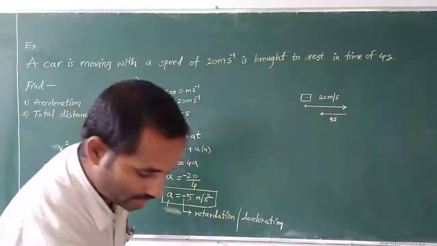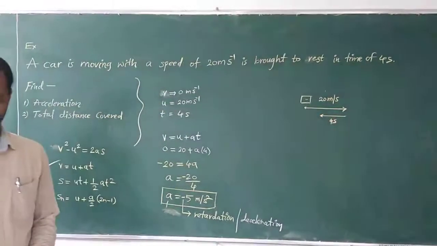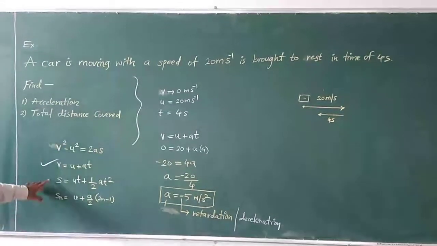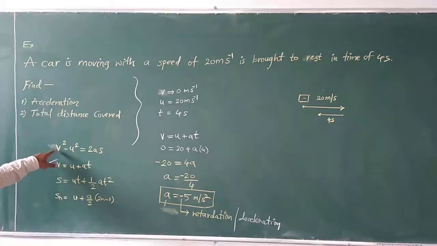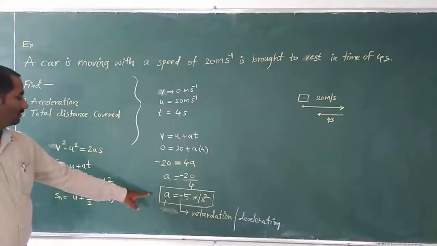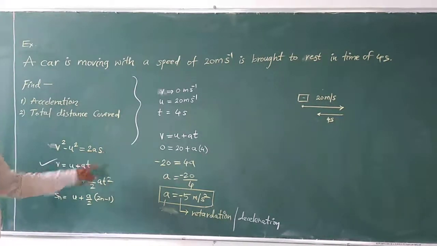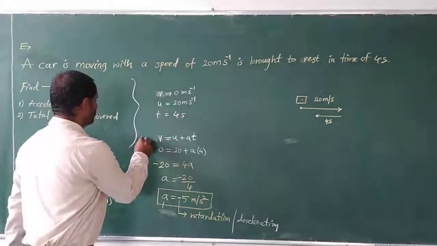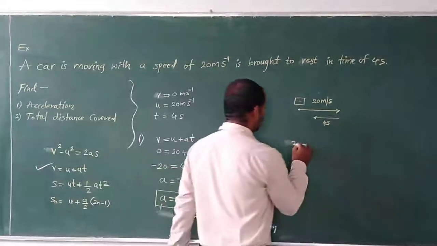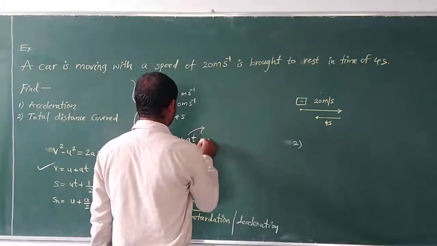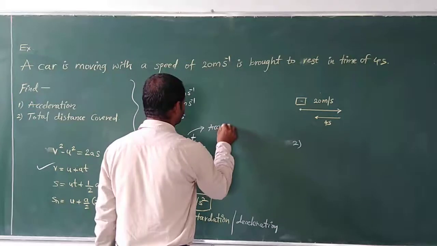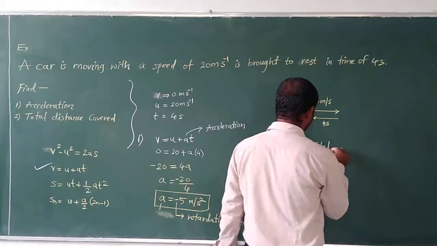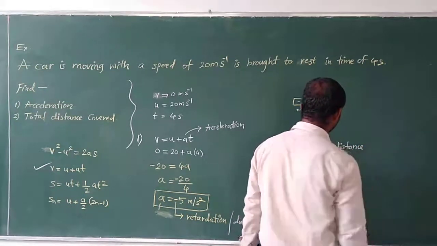What are we doing here? We are bringing that car to the rest position, right? Then next we have to find the total distance covered. We know v, u, and now we have found the acceleration, so we have to find s. We will use this formula. Now we have to find the total distance.